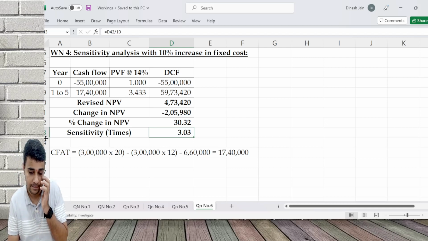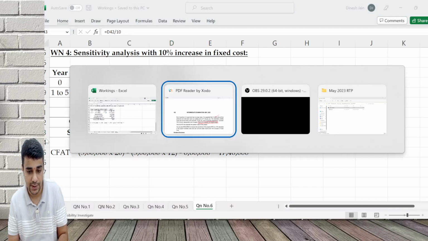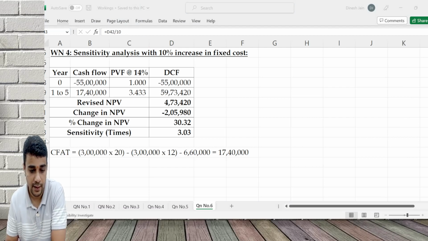I hope this is clear. If there are doubts, you can let me know. Else, please complete writing this. This should be clear by now.